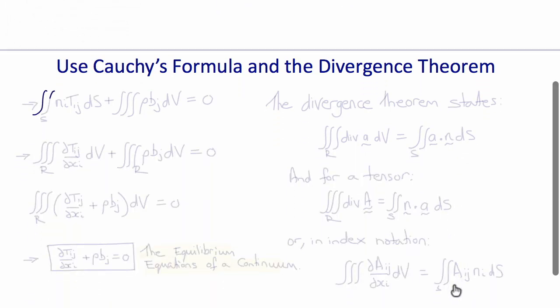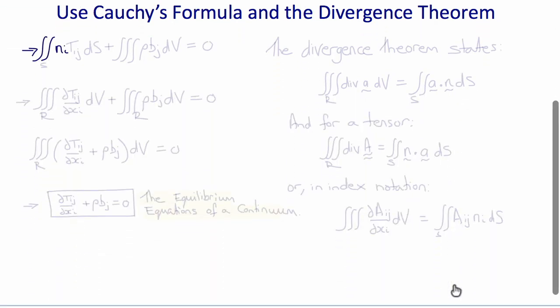So now we can use Cauchy's formula and the divergence theorem to simplify these integral equations and turn them into differential equations. First, we use Cauchy's formula so that the surface tractions Tn become Ni Tij. So the previous equation becomes the surface integral over S of Ni Tij with respect to S plus the volume integral over R of rho times Bj with respect to V is equal to 0.